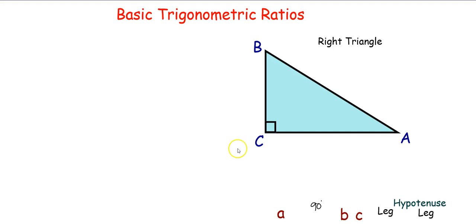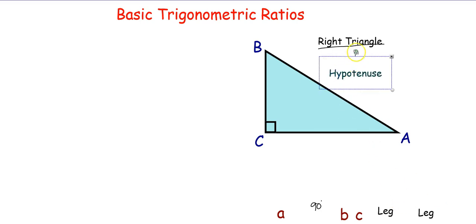Okay, in this video, we are going to learn about the basic trigonometric ratios. So here we have a right triangle ABC. The measure of angle C is 90 degrees. That's the reason we are calling it a right triangle. Now we already know that the side opposite to this 90 degrees is called the hypotenuse, and we know that it is the longest side in a right triangle.